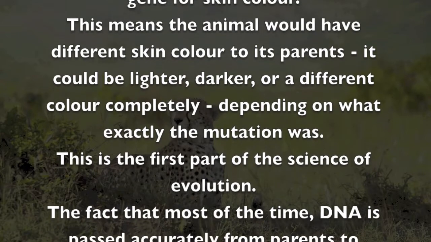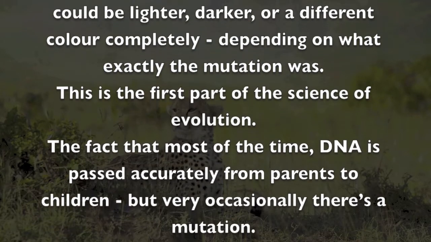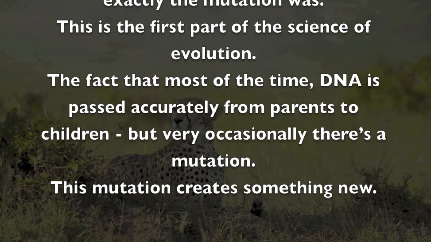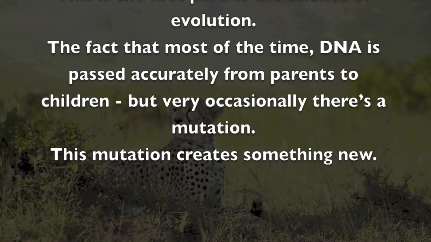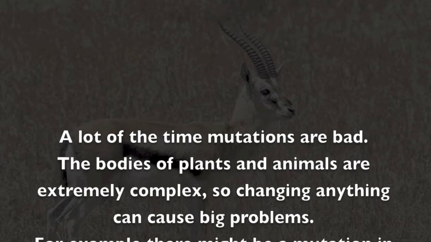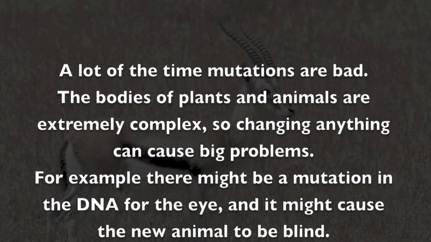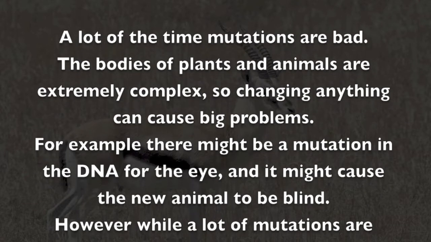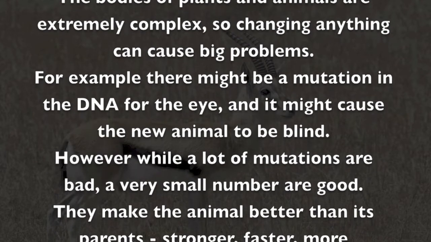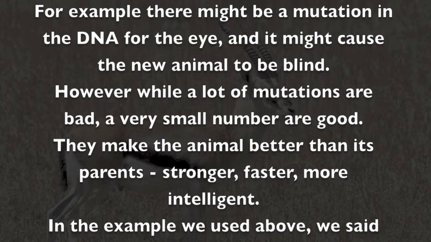This is the first part of the science of evolution. The fact that most of the time, DNA is passed accurately from parents to children, but very occasionally there's a mutation. This mutation creates something new. A lot of the time, mutations are bad. The bodies of plants and animals are extremely complex, so changing anything can cause big problems. For example, there might be a mutation in the DNA for the eye, and it might cause the new animal to be blind. However, while a lot of mutations are bad, a very small number are good.